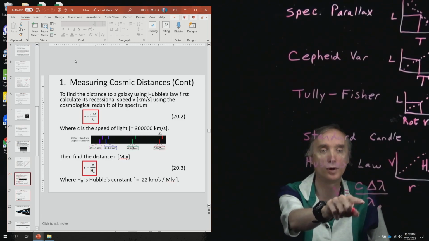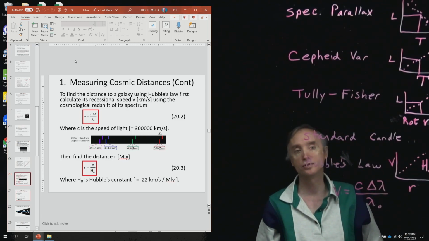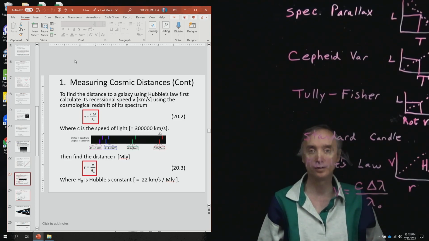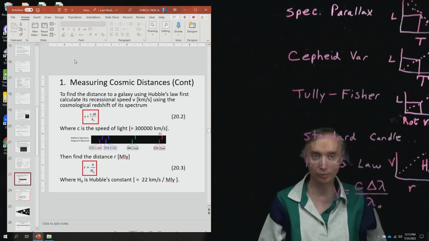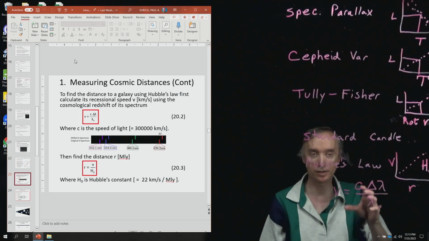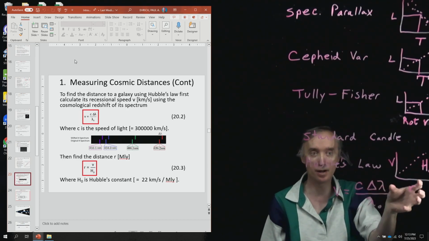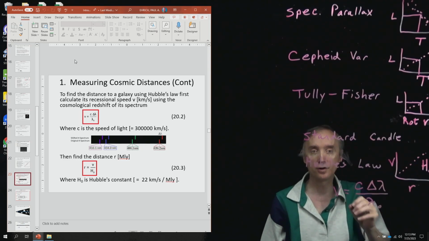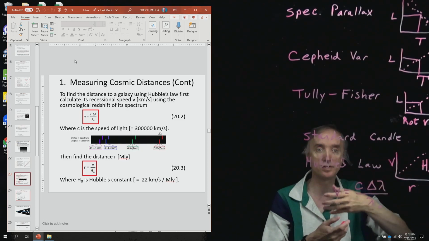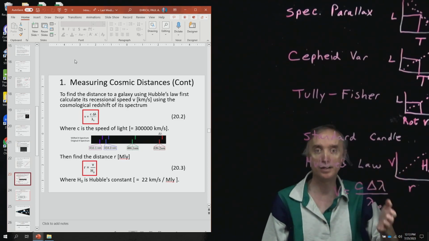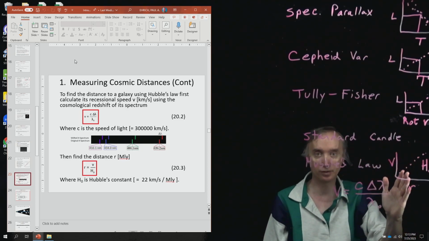So the original wavelength of the light is what the wavelength of the light would be if you were just looking at it in the laboratory, and the source of the light is not moving. On the other hand, if the light is coming from a galaxy that's moving away from us, its spectrum is going to be shifted.